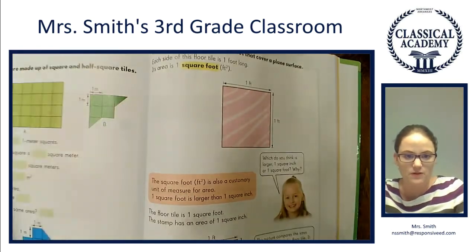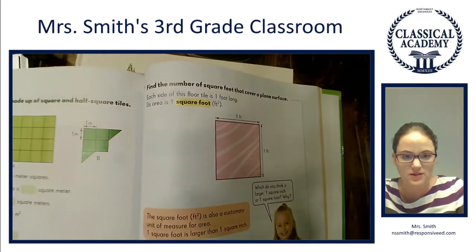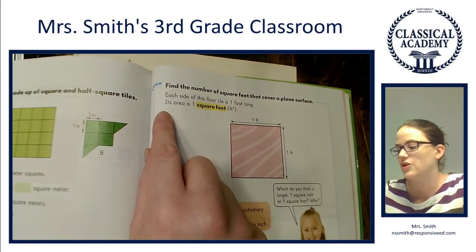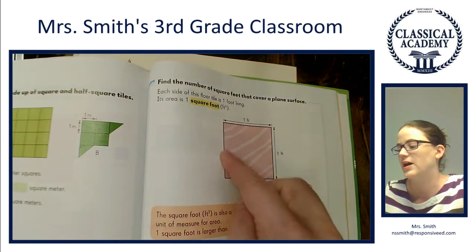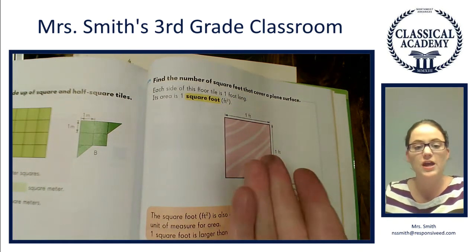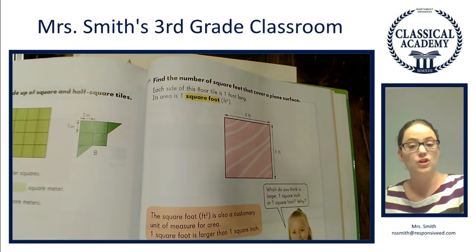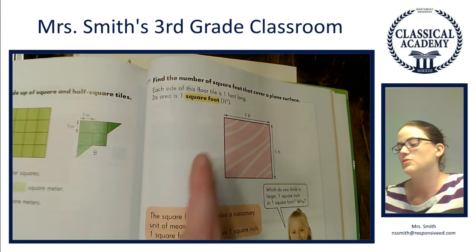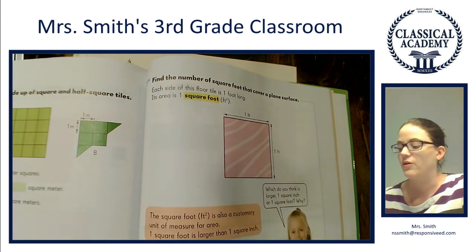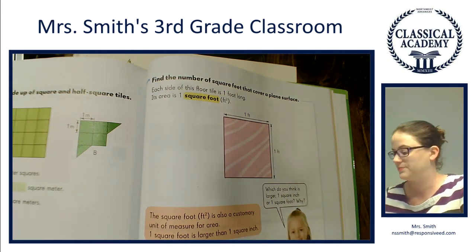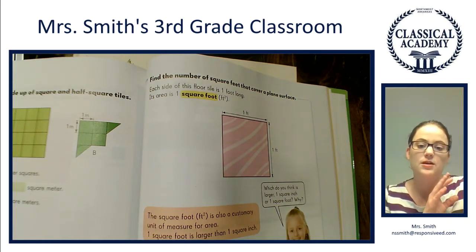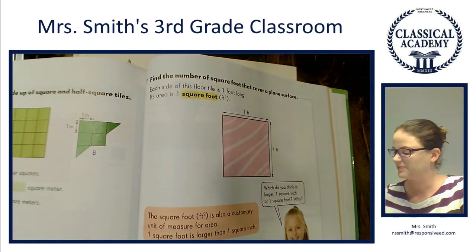Find the number of square feet that cover a plane surface. It says each side of this floor tile is 1 foot long. So the area of this one floor tile, like you might have in your kitchen or your bathroom or your entryway, is 1 square foot.